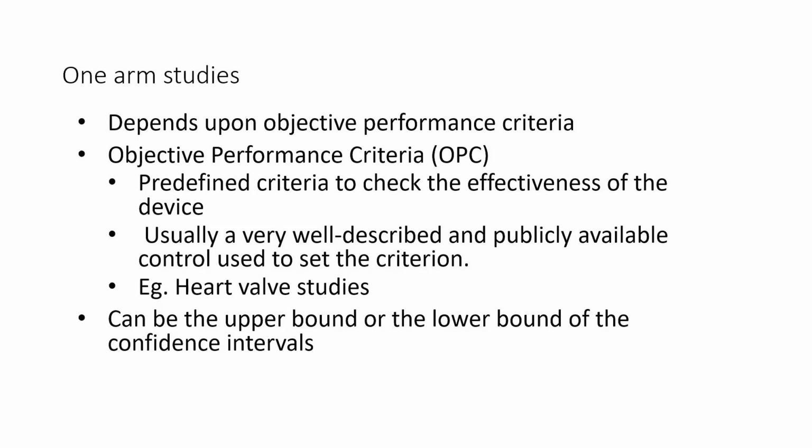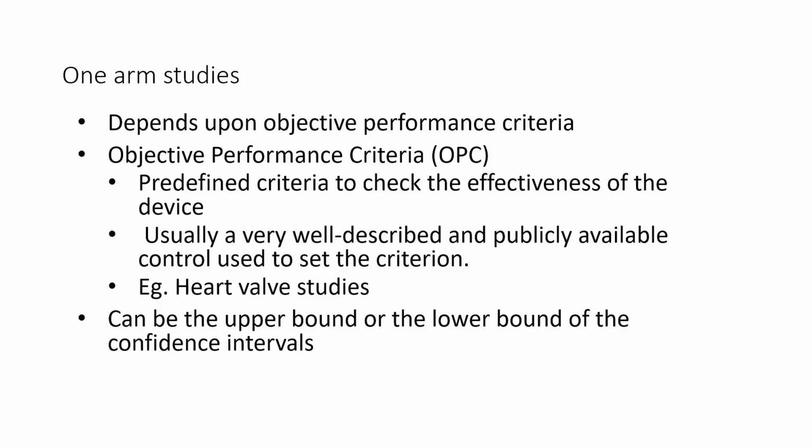So if you're coming out with a new design of heart valves, which has undergone some preclinical trials, and you're now looking at clinical trials, you have to have an objective performance criteria. It's very easy to do that because you have traditional data which is there to compare. But for exploratory studies, sometimes it might be difficult. So it can be the upper bound or the lower bound of the confidence intervals.